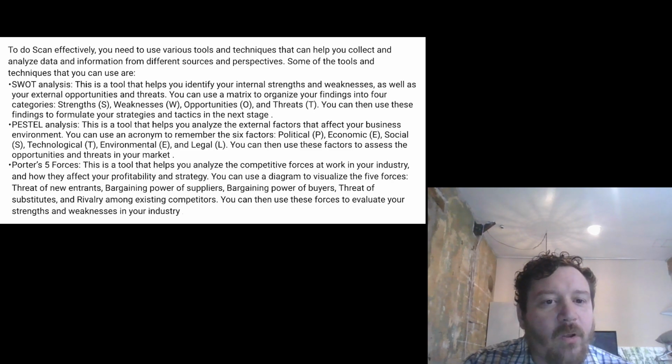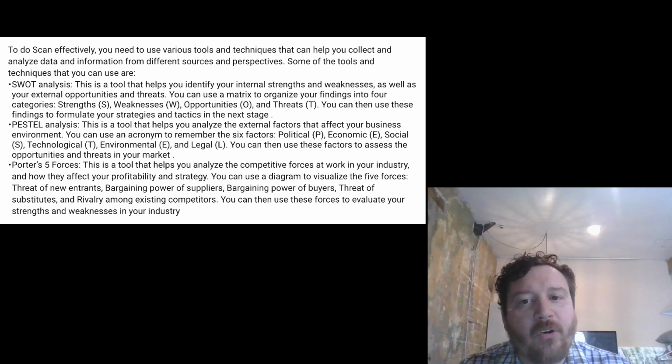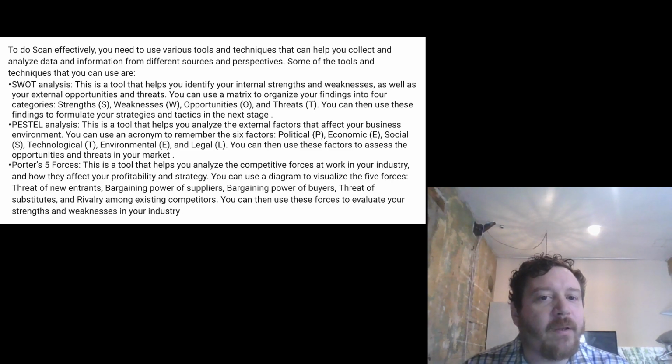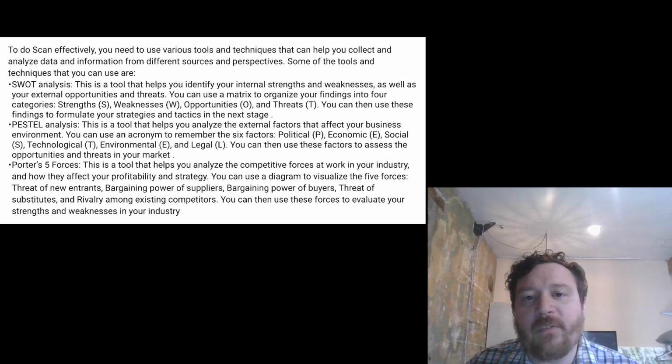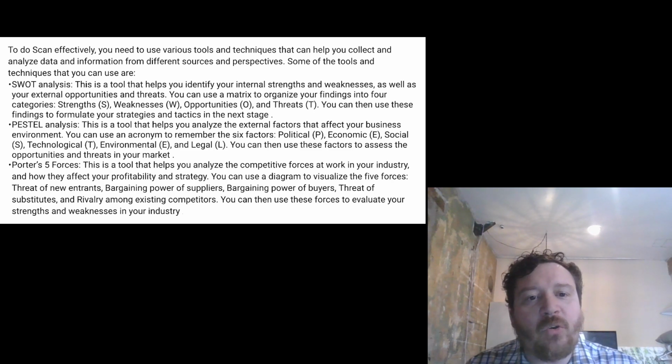Porter's five forces. Threat of new entrants. We face a high threat of new entrants as the barriers to entry are low in the AI industry. Anyone with sufficient skills, knowledge, and resources can enter the market and offer similar or better services at lower prices. We need to differentiate ourselves by providing unique value and quality to our customers.